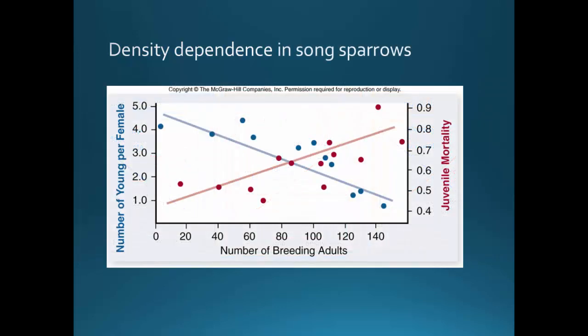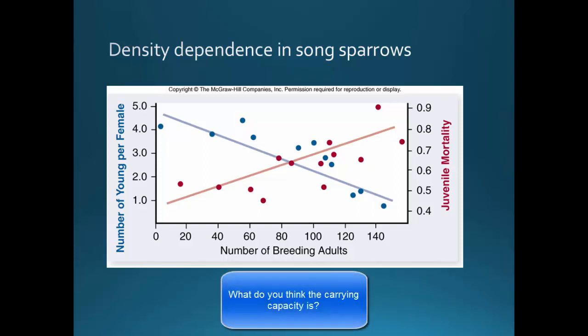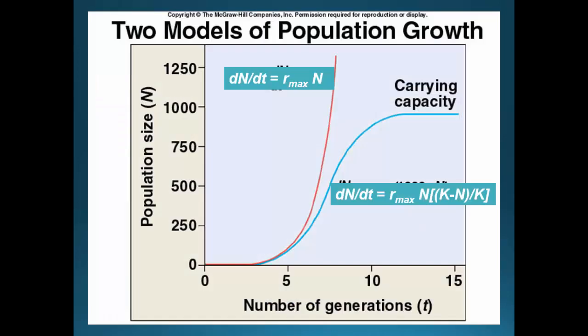Here's an example of density dependence in both birth and death rates. Here, the number of young per female, the birth rates, decrease, and the mortality rate, or the death rate, increases as the population gets larger. Where do you think the carrying capacity is? I'll let you think about that for class period. Returning to these two growth models, recall that exponential growth can't be maintained forever, since resources are never unlimited. Therefore, most populations are better described by logistic growth models that incorporate density dependence.